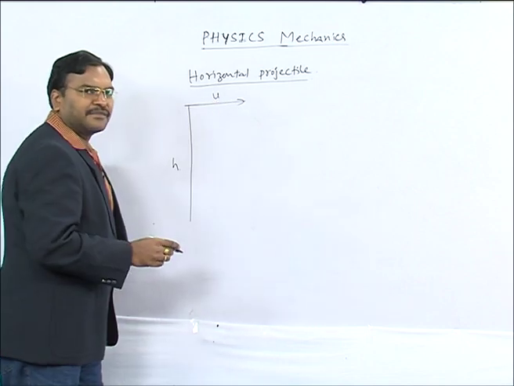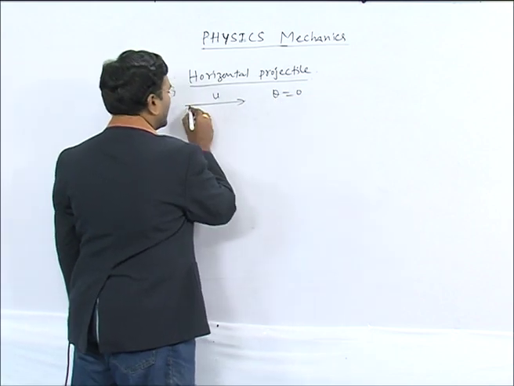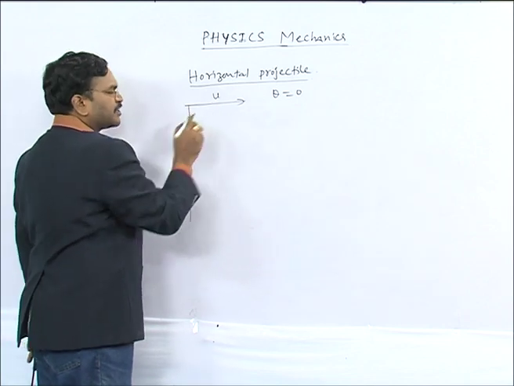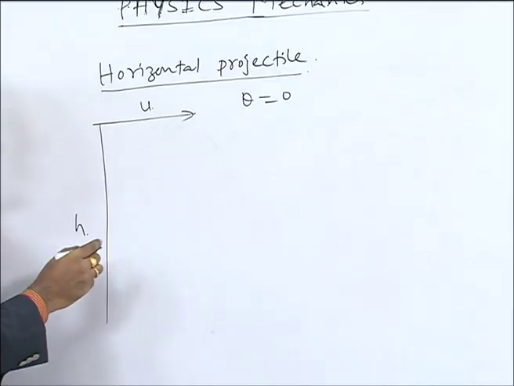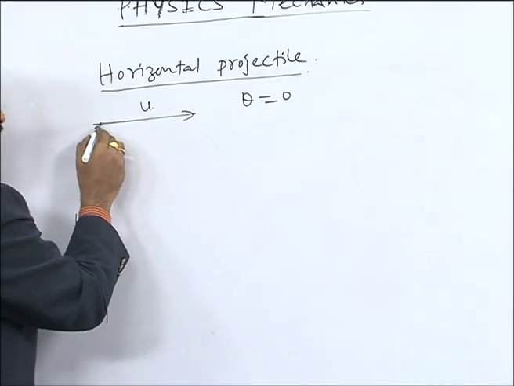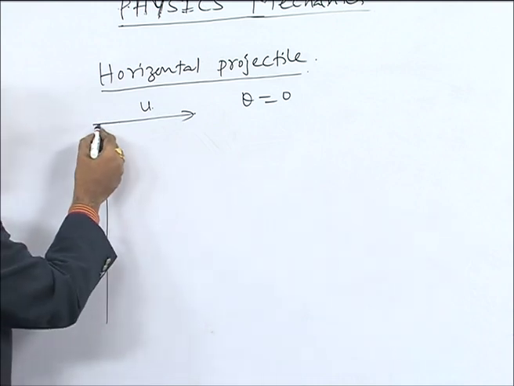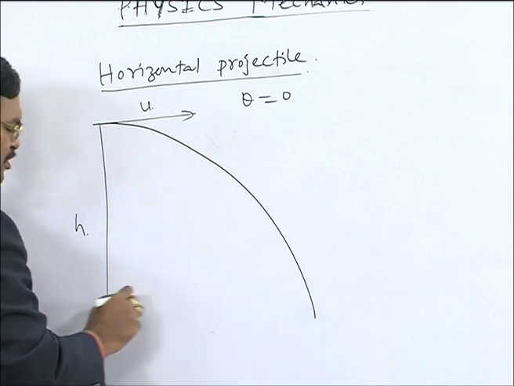So, horizontally, the angle of projection how much? Theta is 0. Here there is no angle of projection, the body is projected like this, angle of projection is 0. Now, the body is projected horizontally from the top of a tower. At that time it is immediately attracted by the earth, so it follows a parabolic path.